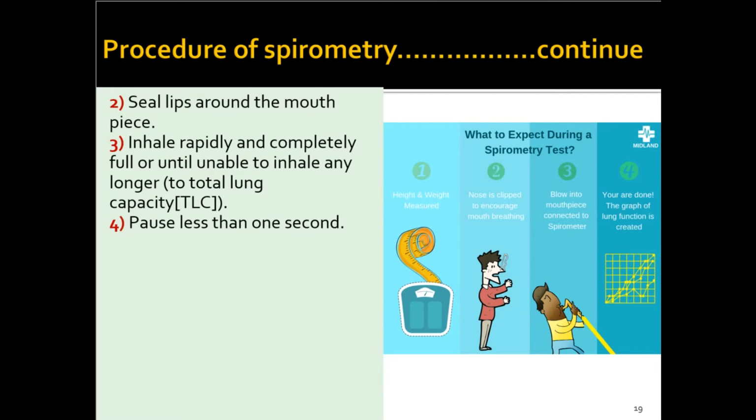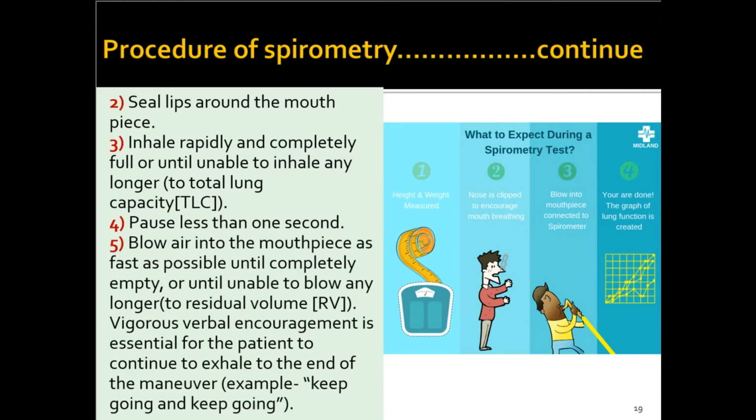4. Pause less than 1 second. 5. Blow air into the mouthpiece as fast as possible until completely empty, or until unable to blow any longer, to residual volume, RV. Vigorous verbal encouragement is essential for the patient to continue to exhale to the end of the maneuver, for example, keep going, keep going.